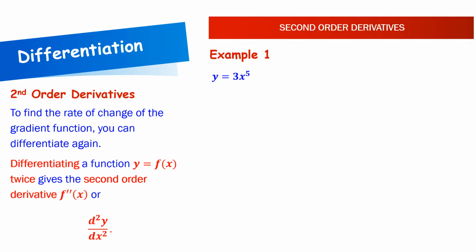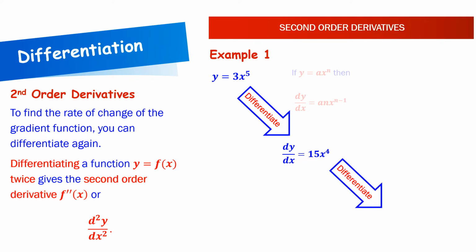If y equals 3x to the power 5, we can differentiate by using this formula to obtain dy dx equals 15x to the power 4. We can differentiate this again by using this formula to obtain d2y dx squared equals 60x cubed.